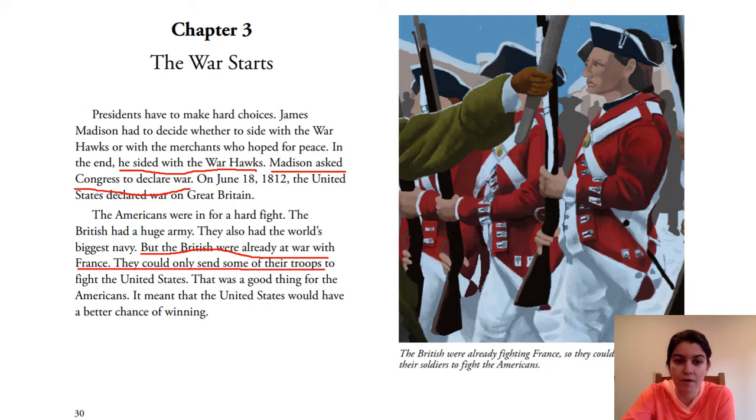So since they were already fighting a war, they needed most of their men to keep fighting the war with France, so they didn't have as many of their troops to send to fight the United States. So we thought maybe we've got a better chance since we're not going to be fighting their entire army. Go ahead and take a second to read the caption underneath the picture that you see on this page. All right, let's turn to the next page.